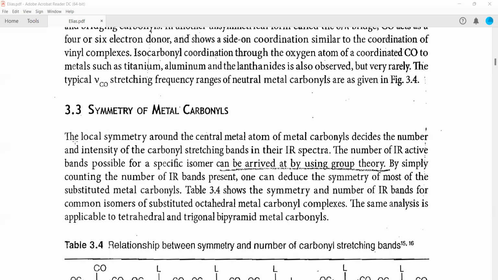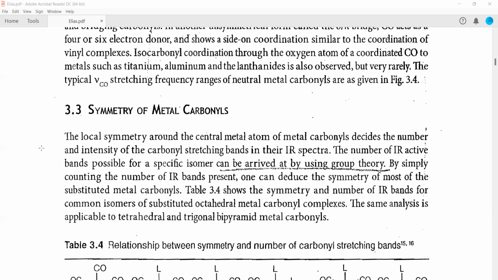What are the various symmetries of metal carbonyl complexes that are possible? The local symmetry around the central metal atom of metal carbonyls decides the number and intensity of the carbonyl stretching bands in the IR. So how many bands you are going to get in IR depends solely upon the local symmetry around the metal center.